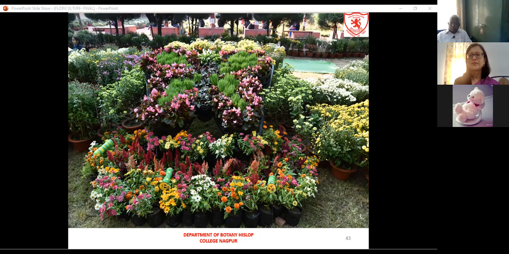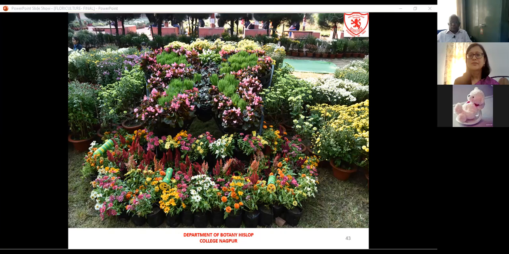So what we did at Hislop, we adopted a unique way of integrating mushroom cultivation as an additional auxiliary function of floriculture. So that after harvesting of mushroom, the straw can act as raw material for vermicompost pit.